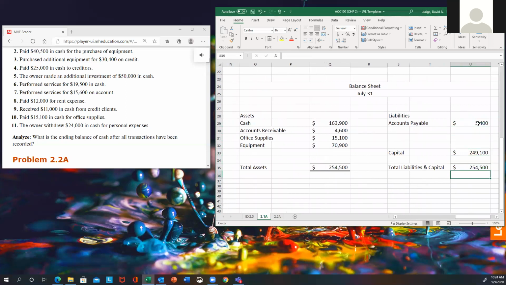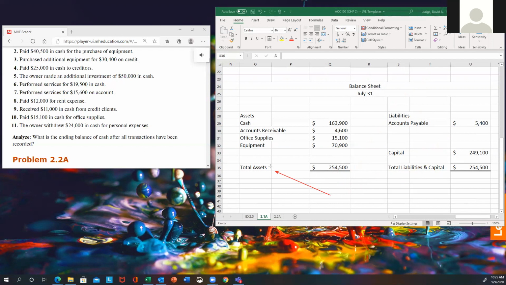And then you look at this, we do balance. If you look at everything, notice we've got total assets of 254.5, and then we took the liabilities of 5,400, added the capital of 249.1, and notice we got the same number. We would have known if we messed something up in either the income statement or the equity statement. If we transposed a number or did something weird, we wouldn't balance, and we know there'd be an issue. But at this point, everything looks good.